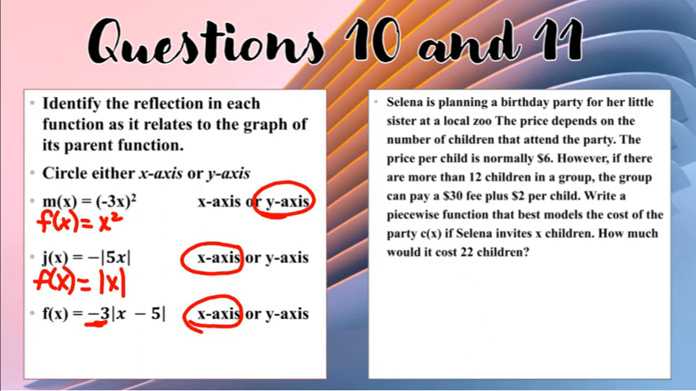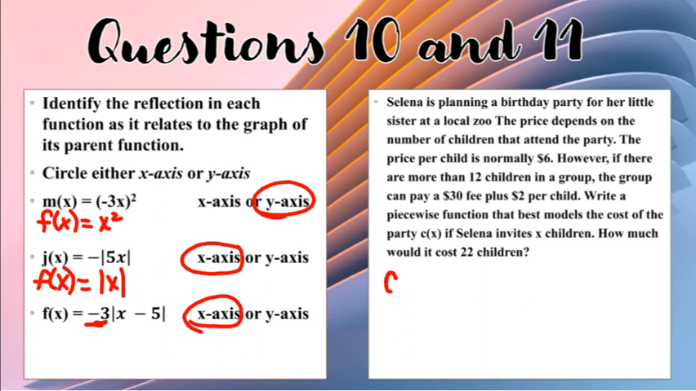Question 11. Selena is planning a birthday party for her little sister at a local zoo. The price depends on the number of children that attend the party. The price per child is normally $6. However, if there are more than 12 children in a group, the group can pay a $30 fee plus $2 per child. Write a piecewise function that best models the cost of the party C of x if Selena invites x children. How much would it cost for 22 children?